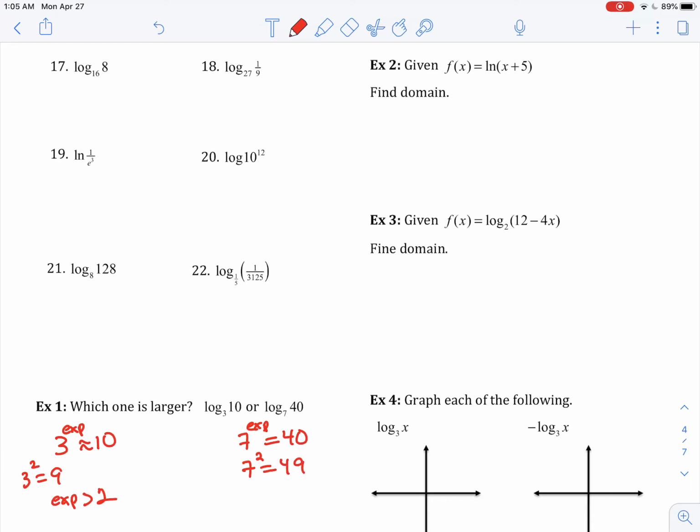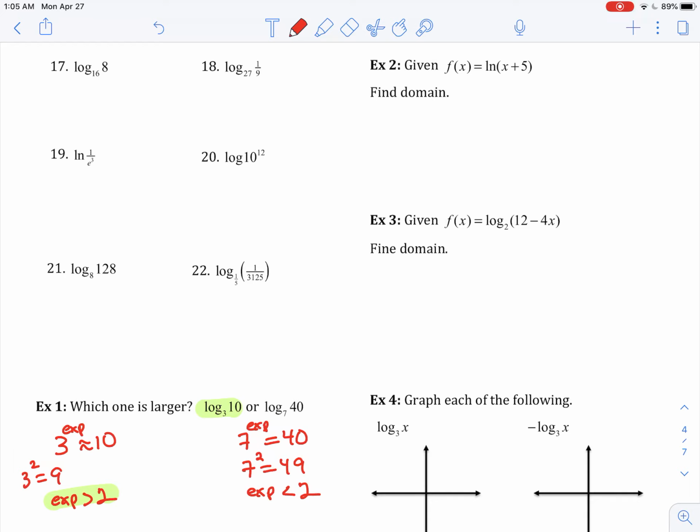Well, here we know 7 squared would give us 49, and that's too big, so here we know that our exponent would have to be smaller than 2. So which one is larger? Well, the exponent bigger than 2, so the log of 10 base 3 would be the larger number.